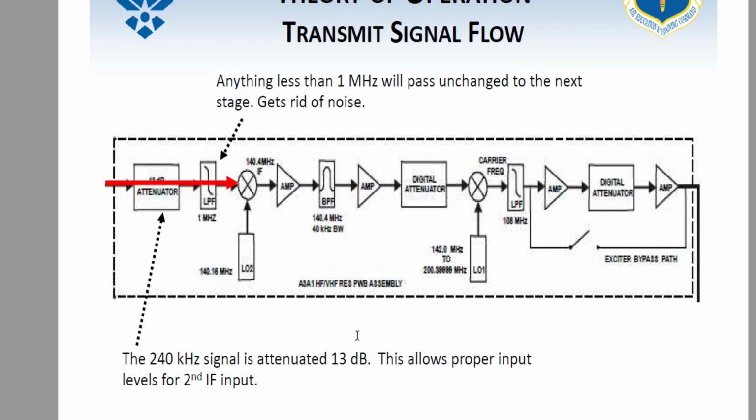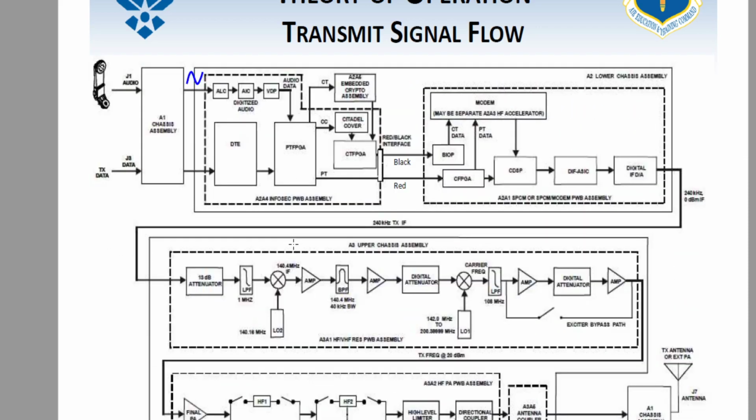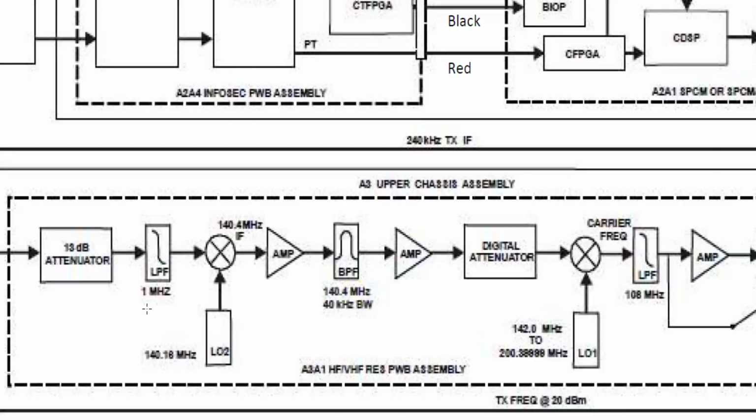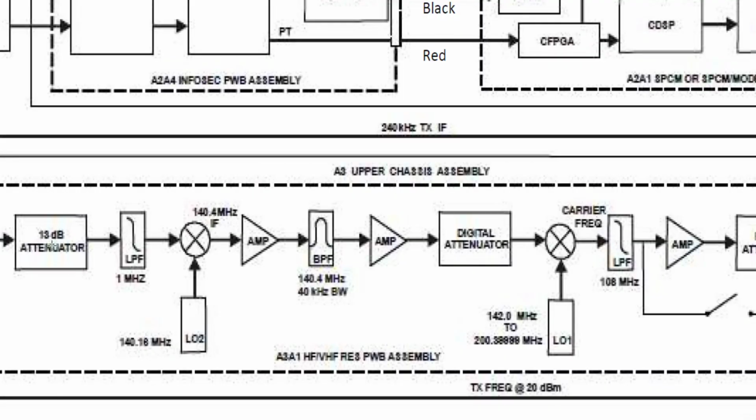So we're going to talk about A3. Anything less than a 1 megahertz will pass unchanged to the next stage, and it gets rid of noise. That's what's happening right here. So we have this, but first there's an attenuator here, which y'all can't really see that good, so I'll go back out to the big diagram. So there's an attenuator right here. I want to talk about that real quick.